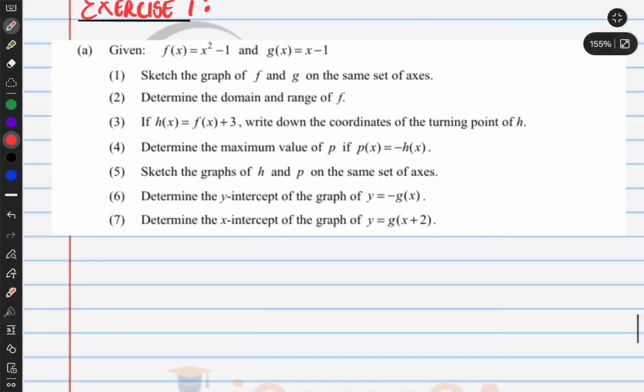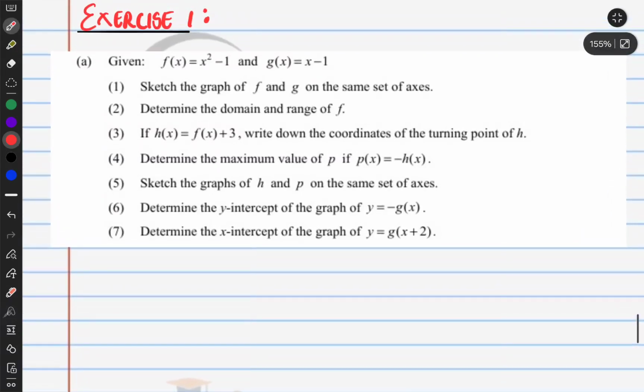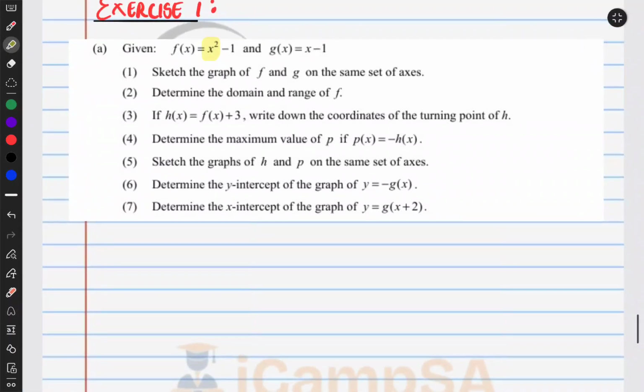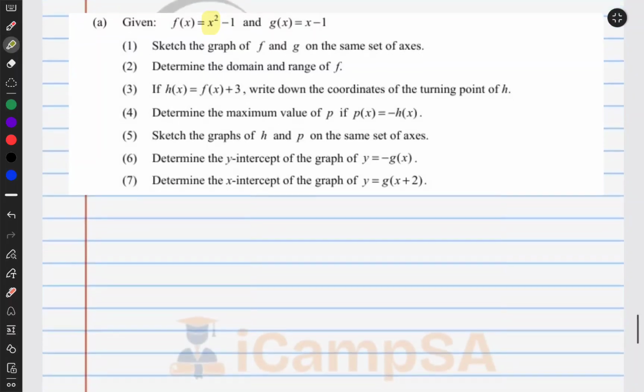Hopefully that is visible enough. We are given the following: given f of x is equal to x squared minus 1. That should already tell you that we are dealing with a parabola, and g of x is equal to minus 1 over x. So given those two functions, we are asked for number one to sketch the graph of f and g on the same set of axes.